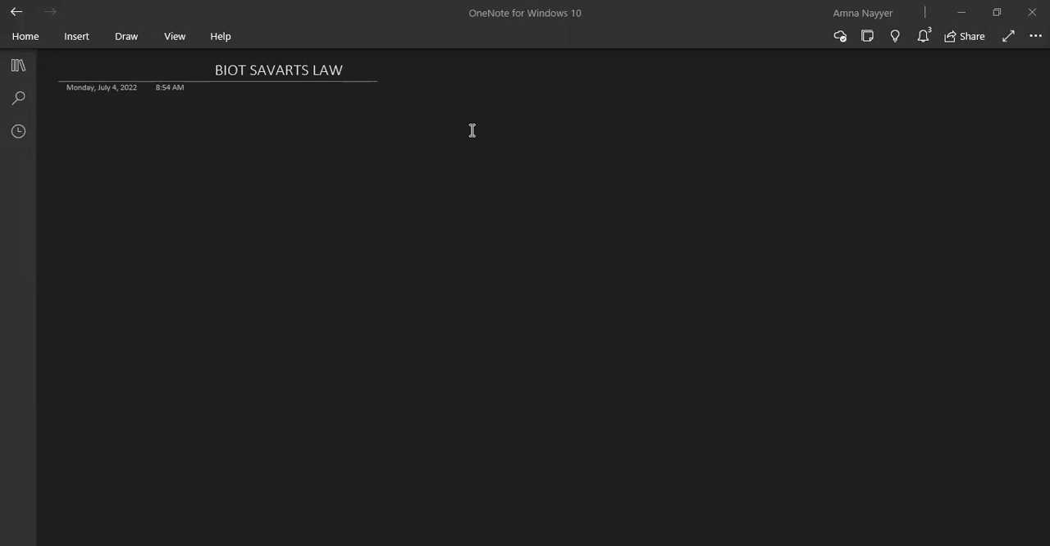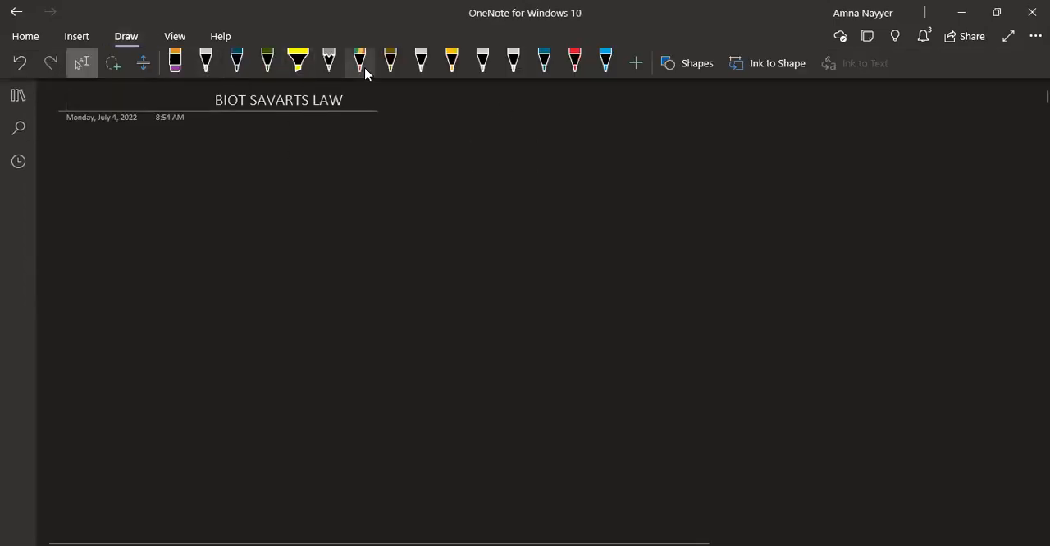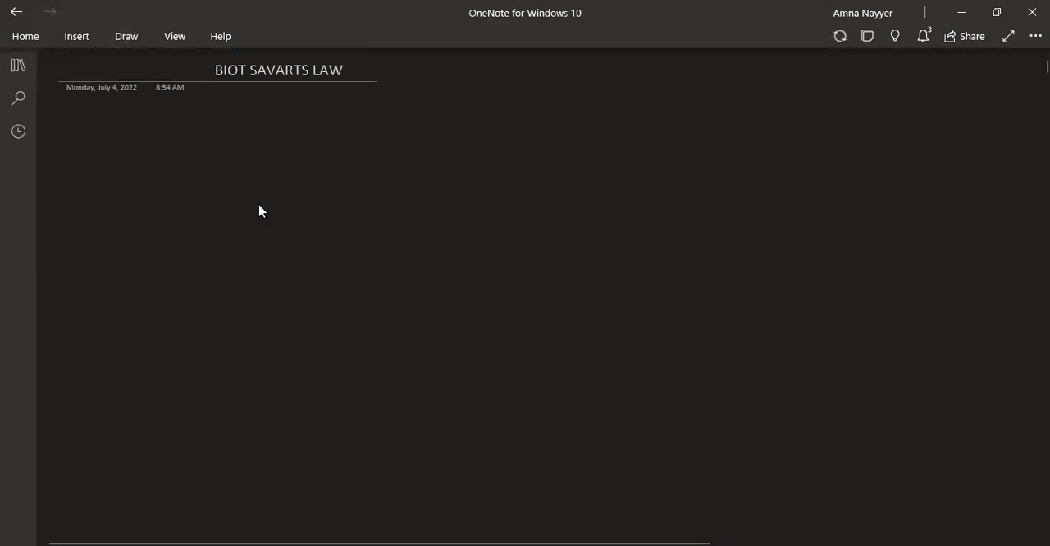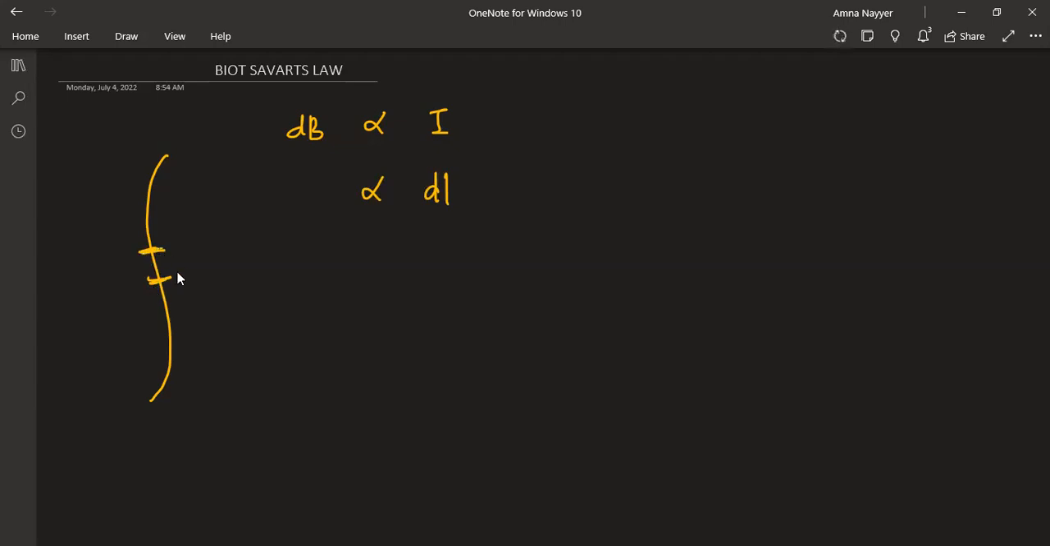You have Biot-Savart's law. Biot-Savart's law says that the magnitude of magnetic field is directly proportional to the current. It is directly proportional to the current element. Like if this is your current-carrying wire, here is a small portion that is taken. This is known as the current element.